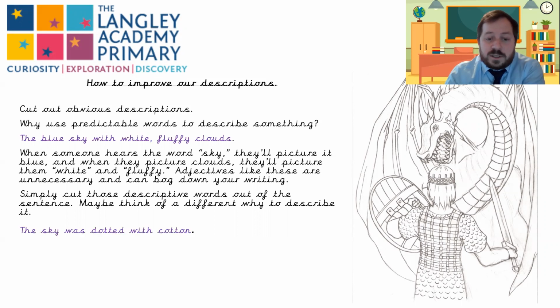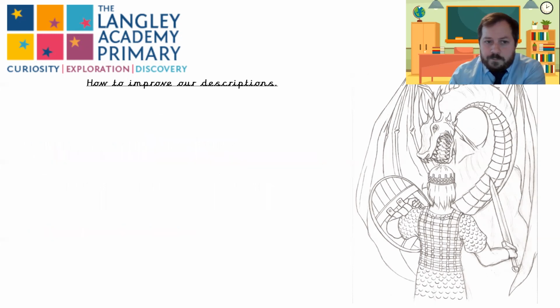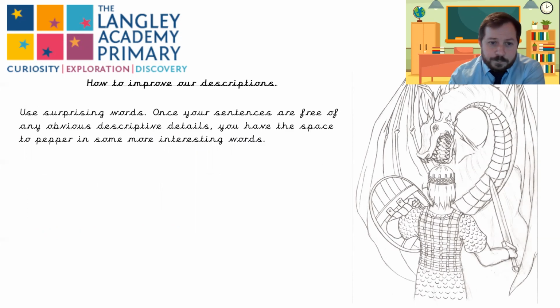So, the sky was dotted with cotton, in which case we are likening the clouds to cotton. It's a metaphor. This paints the image in their head straight away, but in a much shorter sentence, without the fluffy description that isn't needed. It's the same image, but shorter and more focused, and people have a very clear idea of exactly what you mean.